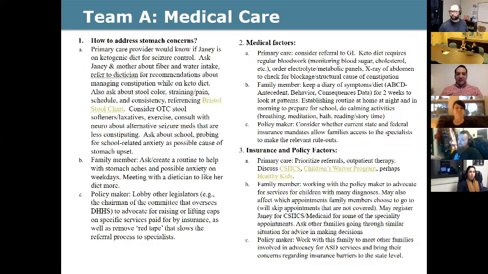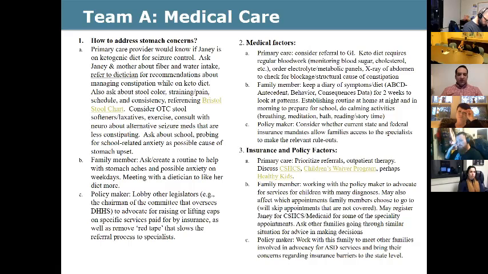The primary care provider, and I should say the first question we had was about addressing her stomach concerns. So the PCP would have knowledge about the ketogenic diet, but it would likely be a good idea to ask Janie and her mother about fiber and water intake, and possibly refer them to a dietitian for recommendations about managing constipation, if that's not within the regular scope of practice of the PCP, especially with the ketogenic diet.